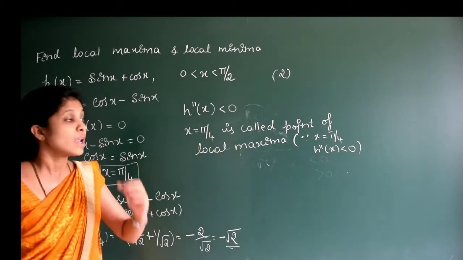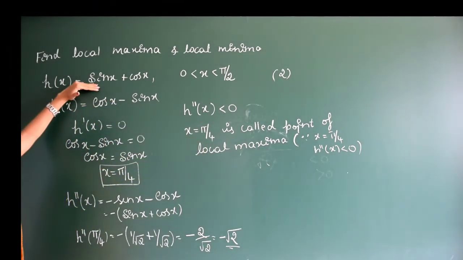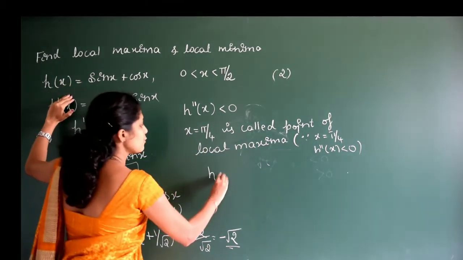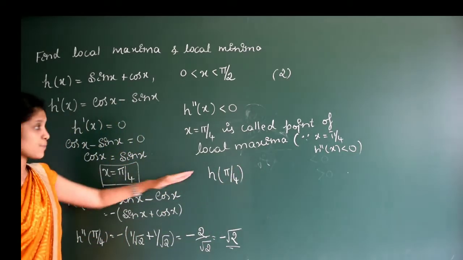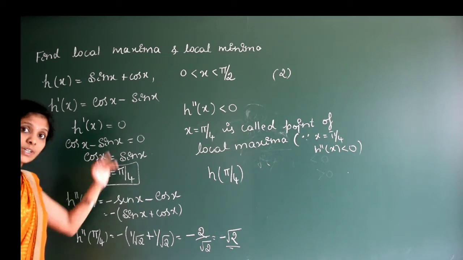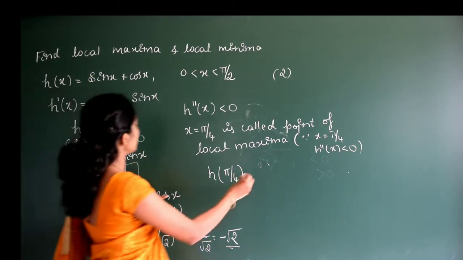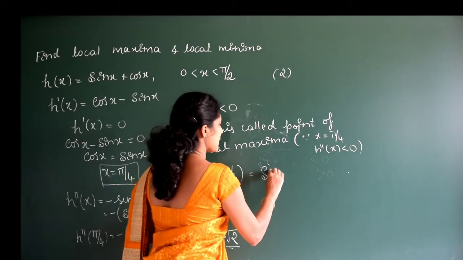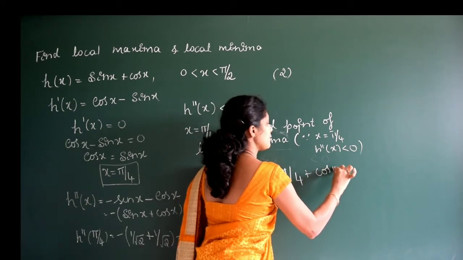Now we'll find the local maximum value. To find the local maximum value, we have to substitute in the given equation, that will be h of pi by 4. Remember this, okay? We need to substitute not in h dash or h double dash, we need to substitute in the given original equation, that is h of pi by 4 will be equal to sin pi by 4 plus cos pi by 4, right?